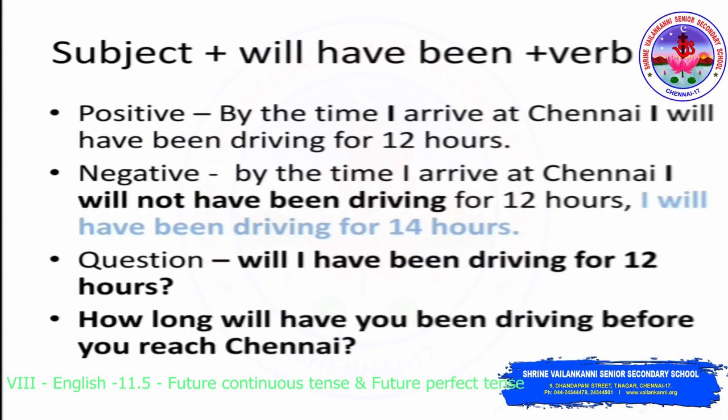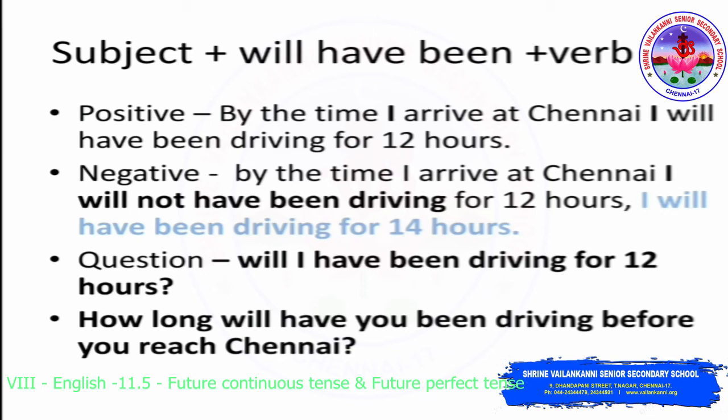Now let us see the sentence structure. Subject plus will have been plus verb plus ing. Now let's review the positive sentence and then the negative and then the question form. By the time I arrive at Chennai, I will have been driving for 12 hours. So the subject doesn't matter. You can say he will have been driving for 12 hours, she will have been driving for 12 hours, they will have been driving for 12 hours.